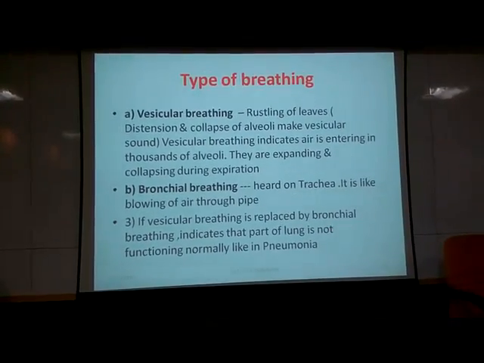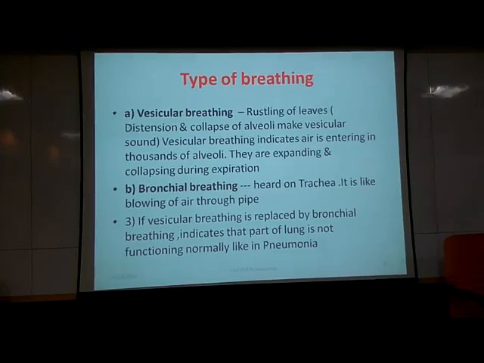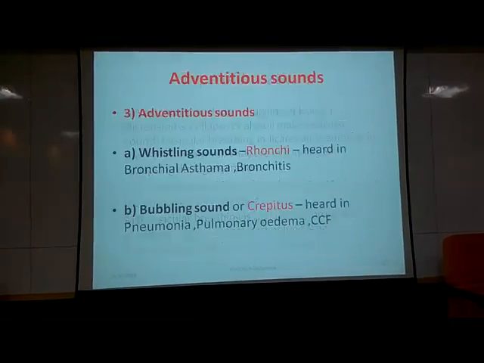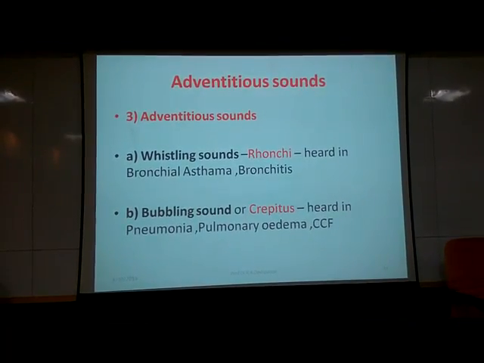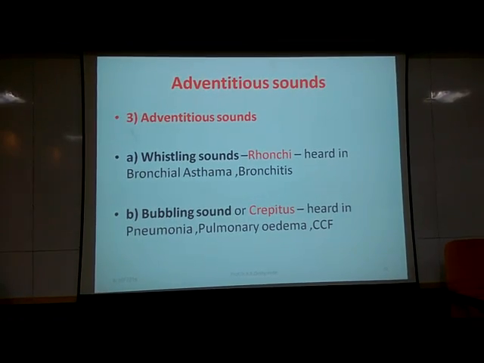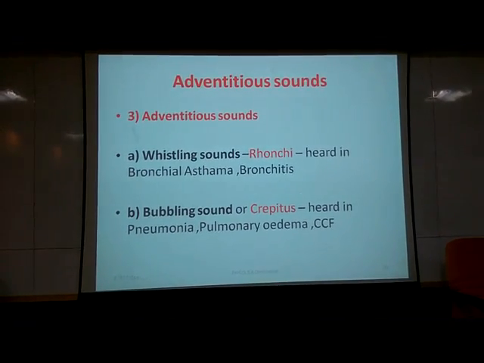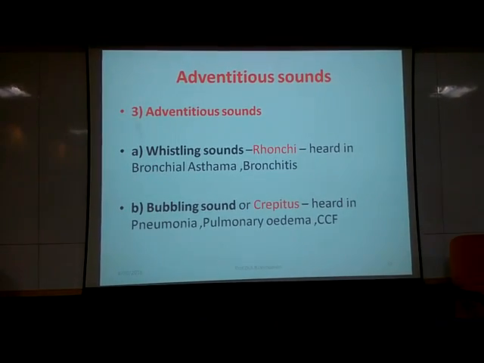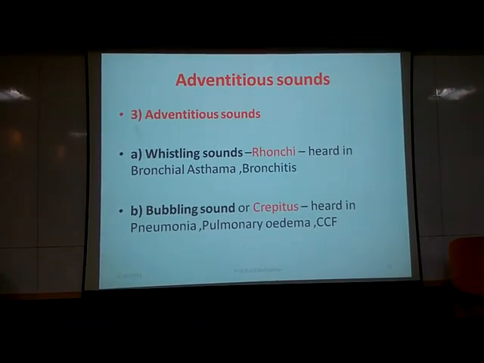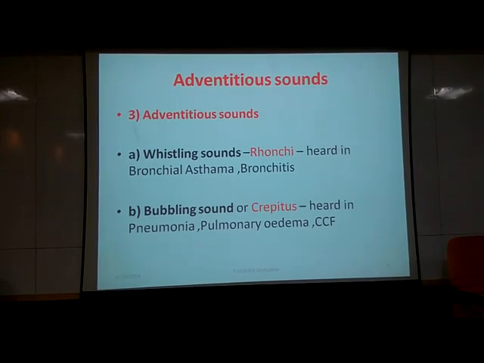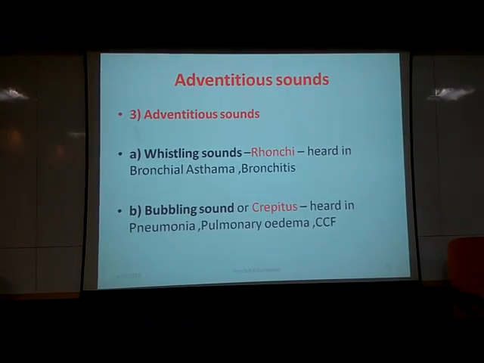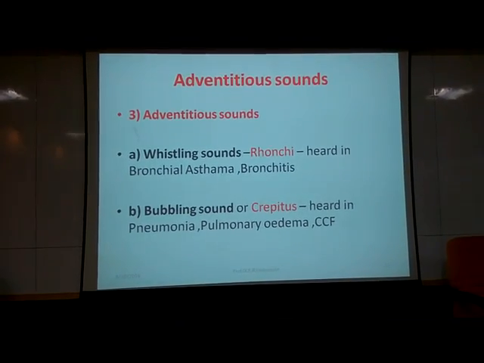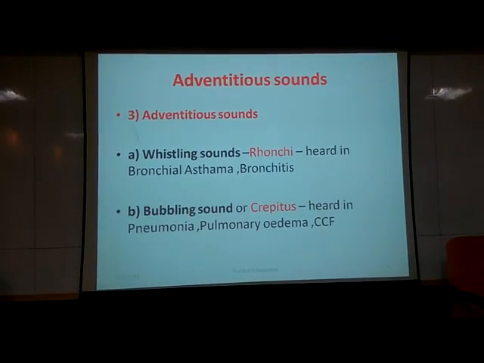Naturally, anywhere in the lung, if you get a bronchial sound, that is pathological. That is very common. Last is adventitious sounds. First type of the sound is whistling sound or the rhonchi, which are heard in bronchial asthma and bronchitis. And bubbling sound or the crepitus, which is heard in pneumonia, pulmonary edema and CCF, congestive cardiac failure.